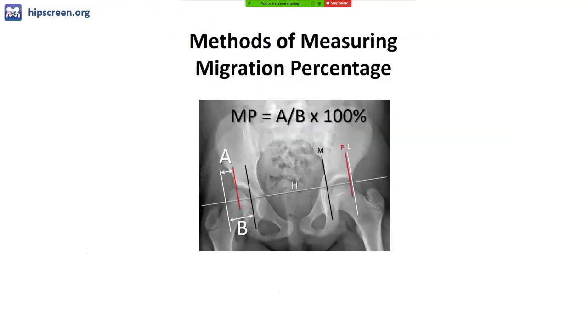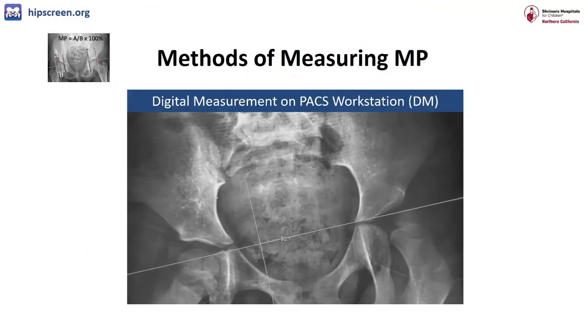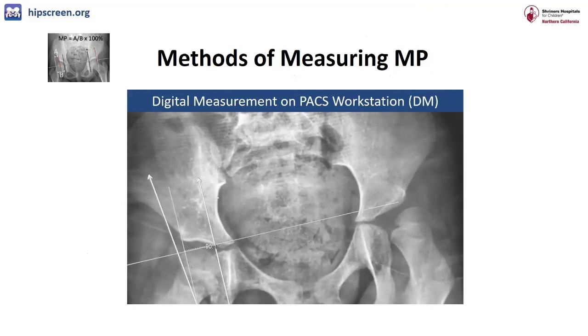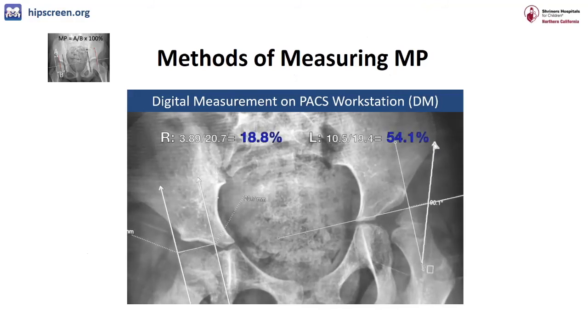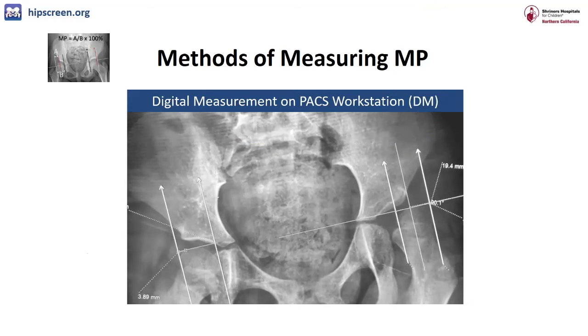Now, I'd like to go through some of the methods of measuring the migration percentage. The first method is the digital measurement method on a PACS workstation. Here you have to measure distances, drawing vertical lines to arrive at the final measurement. This can be a little bit cumbersome. It does require digital measurement accessibility and understanding and experience with this technique. Now, if you have it on a piece of paper, you would have to use a ruler and a pencil to do the same thing.